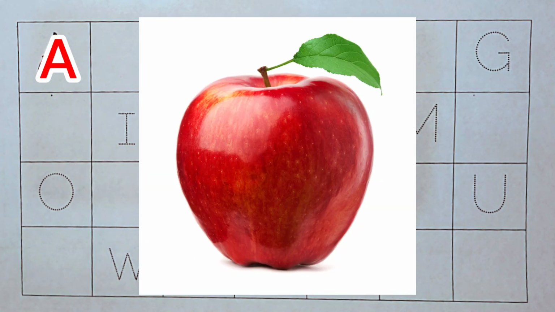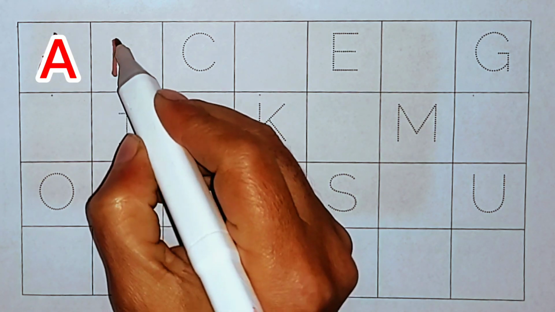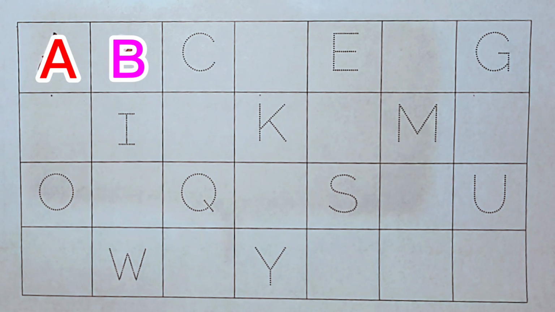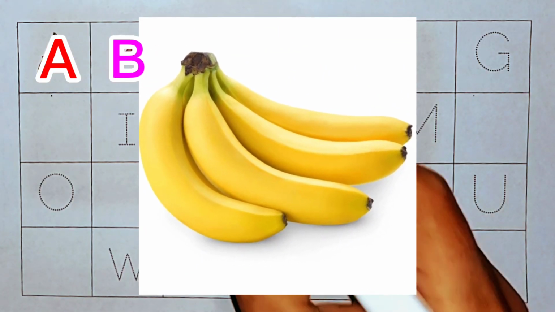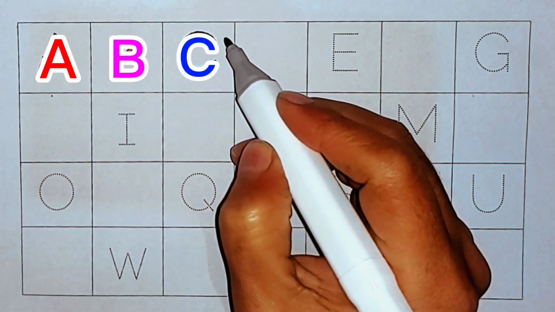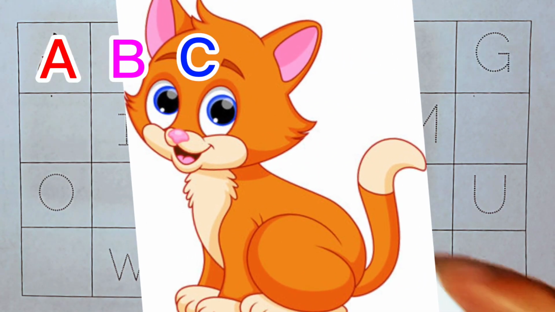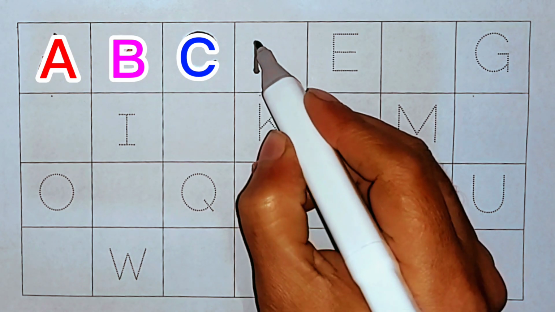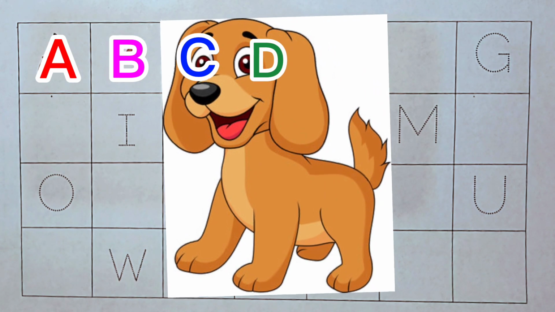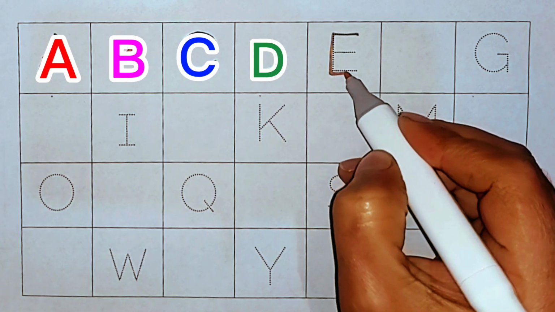A for apple. B, purple color. B for banana. C, blue color. C for cat. D for dog, green color. Orange color.